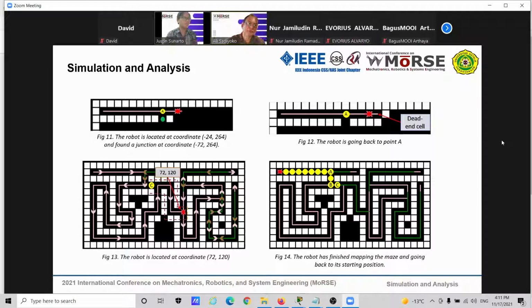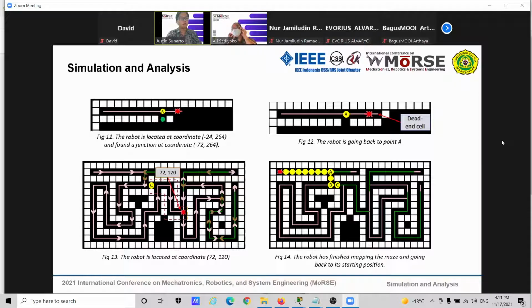Then the robot will continue moving by turning left, and eventually the robot will arrive at point 72, 120 in figure 13. The only cell in figure 13 is point C. Then the robot must turn right and go to point C as the last cell in the maze.